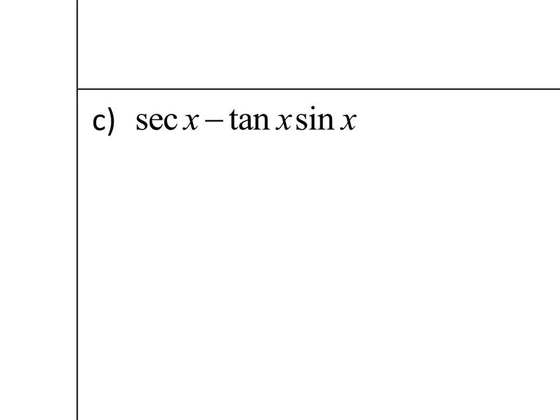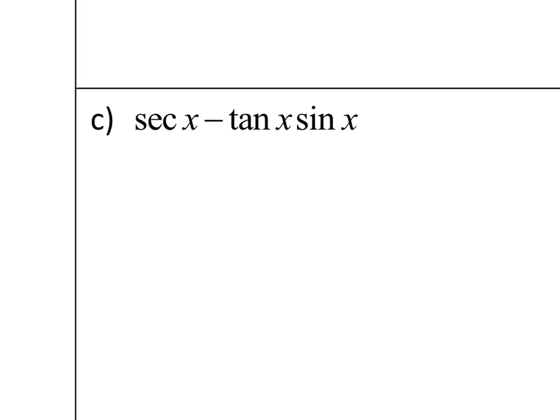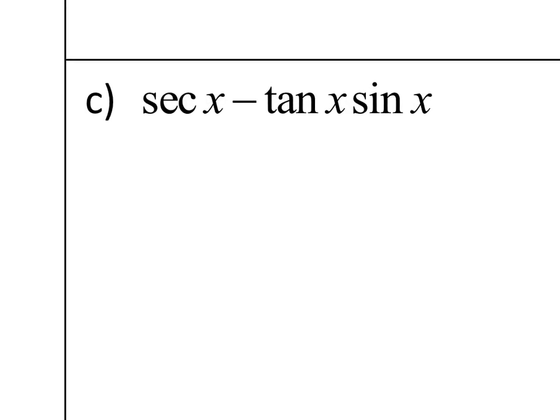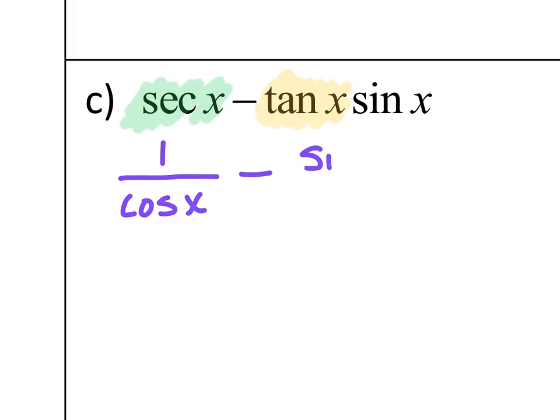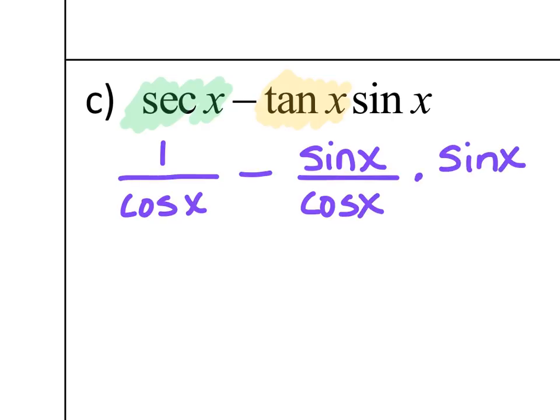And if I can't think of any other way to start a problem, it's sometimes a good idea to practice changing everything to sine and cosine. So I'm going to rewrite secant of x here as 1 over cosine of x. I'm going to write tangent of x here as sine over cosine of x. And multiply by sine of x over 1. Notice that nothing cancels.